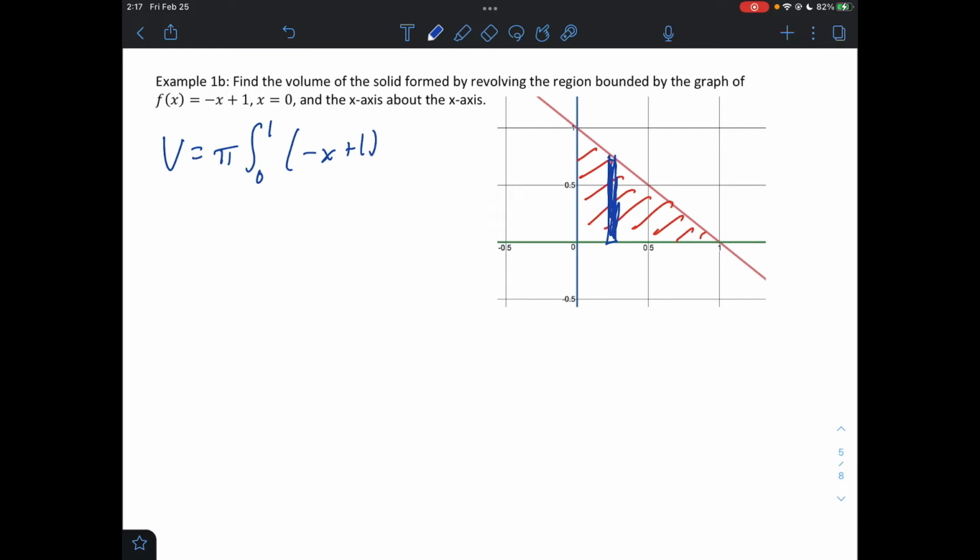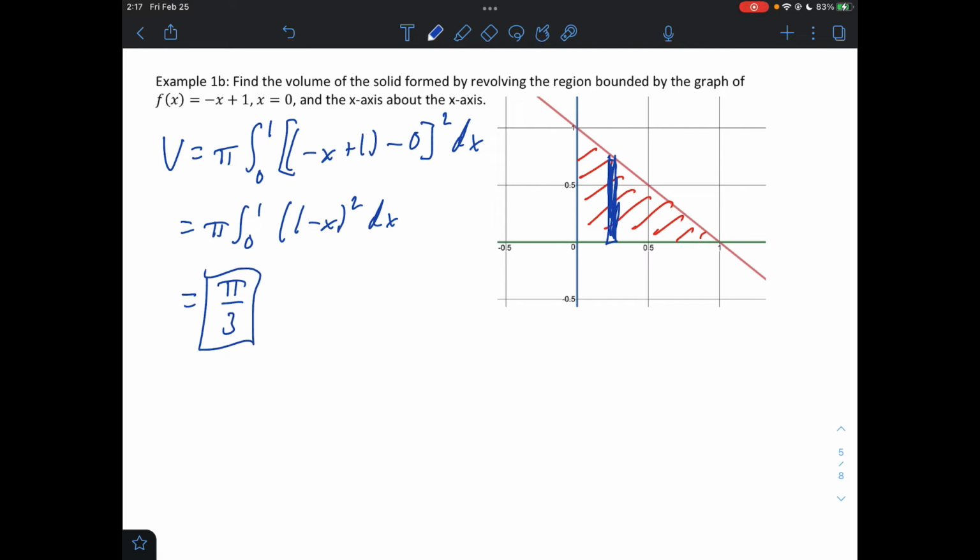R, which is function minus axis squared, dx. So again, pi r squared h. Simplifying that, we get 1 minus x squared dx. All right, and for this one, let's use our calculator, just to remind us how to use our calculator properly. So go to math number 9, 0 to 1, 1 minus x quantity squared dx. And we should get 1/3. So our answer is pi over 3.